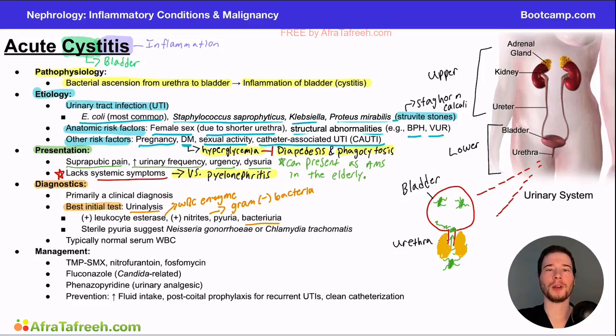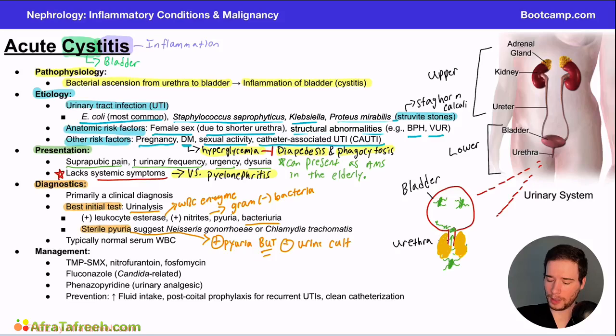Now, the term pyuria means that there's a presence of white blood cells in the urine, but there are a couple special scenarios in which we get something called sterile pyuria. That is to say there are white blood cells in the urine, but the culture itself looking for bacteria is actually negative. So we say sterile pyuria is positive white blood cells, but a negative urine culture. And if that occurs, there are two key bugs I want you to keep in mind, and that is that of Neisseria gonorrhea or Chlamydia trachomatis.